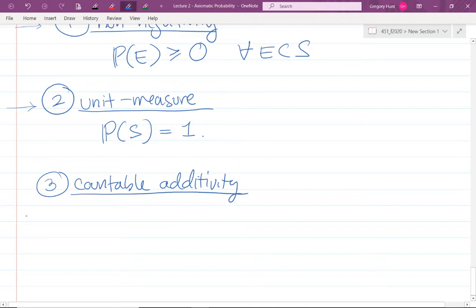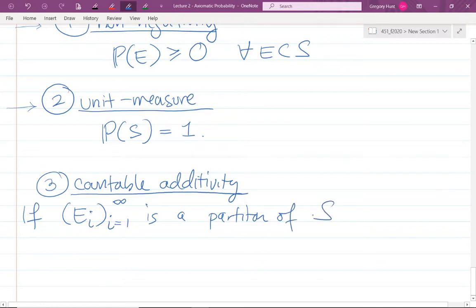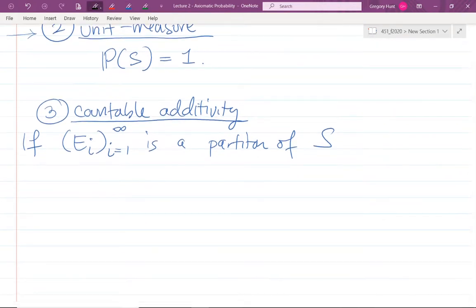Countable additivity says that if I have a partition, E sub i, i goes 1 to infinity. So this is if this collection of sets is a partition of my sample space, right? So why did I introduce partitions last time? Exactly this point. A partition means it's going to, so let's draw a picture here.